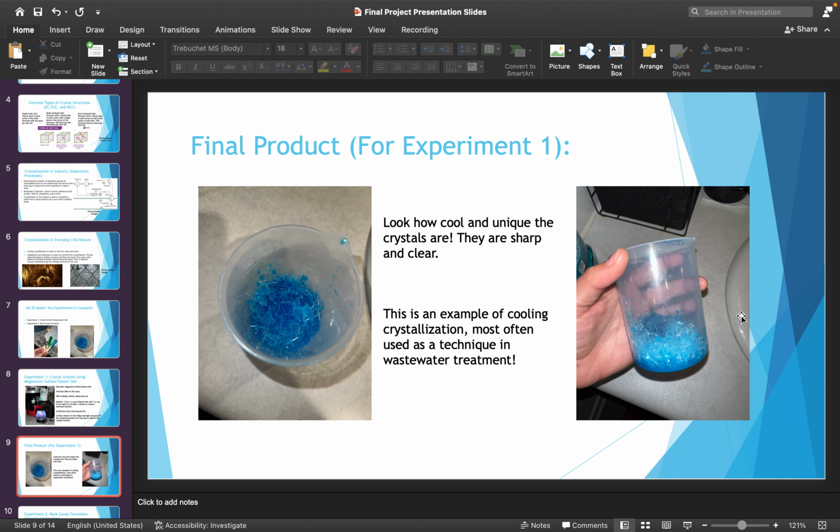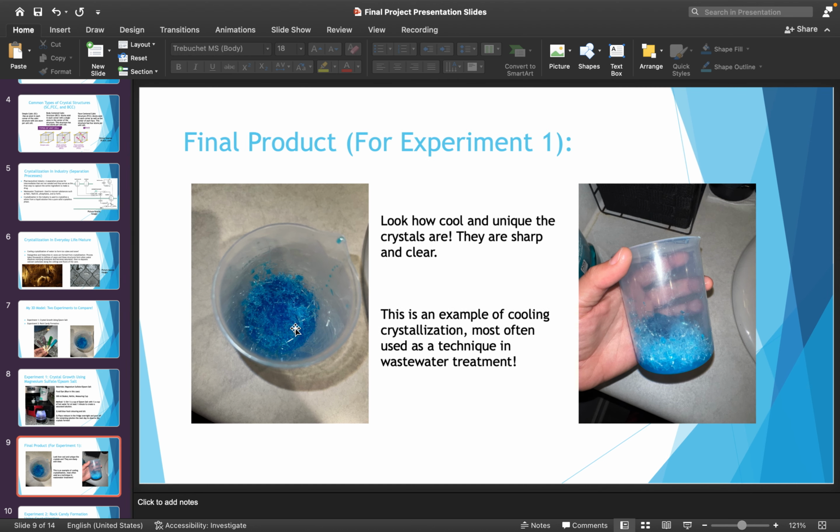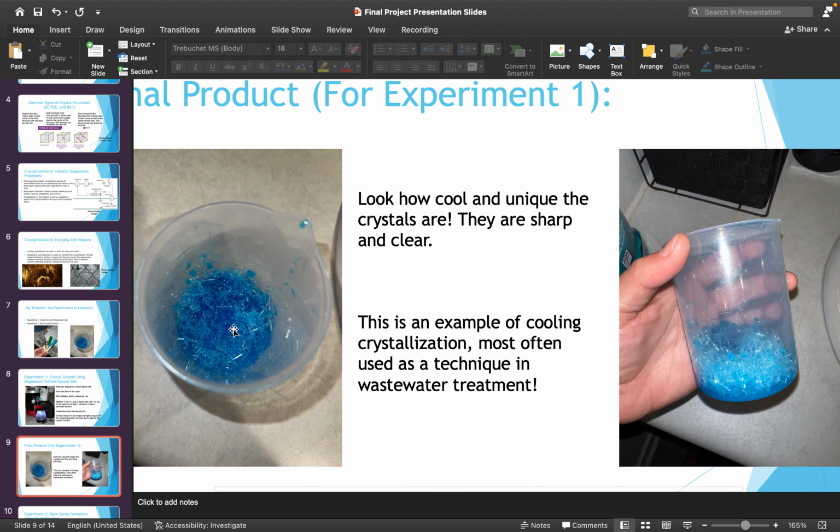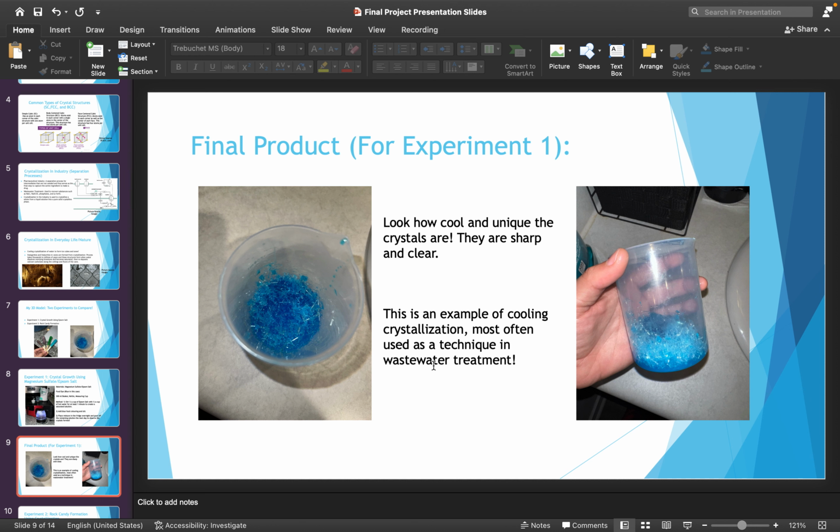So this is how my crystals ended up looking. You can see there's a little bit of solution still at the bottom, but you see that the crystals are very sharp. If you zoom in right here, you'll see that it's a very sharp structure. And this is an example of cooling crystallization, as I mentioned, most often used as a technique in wastewater treatment.